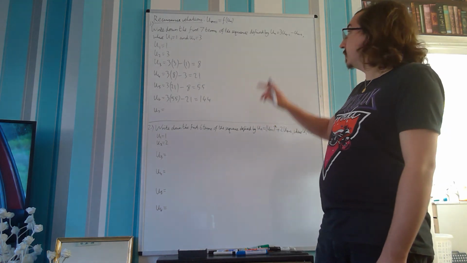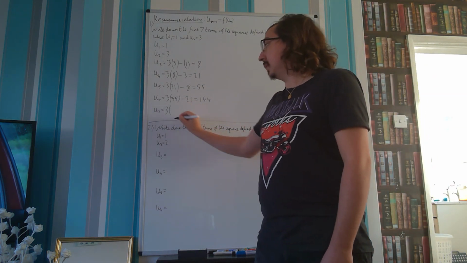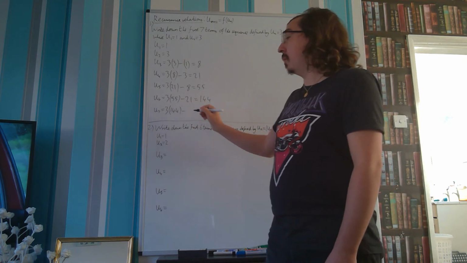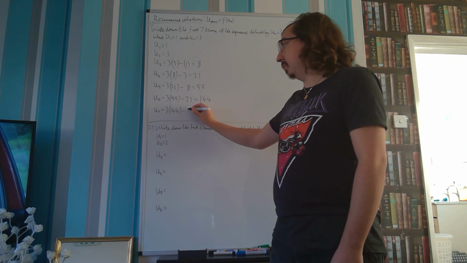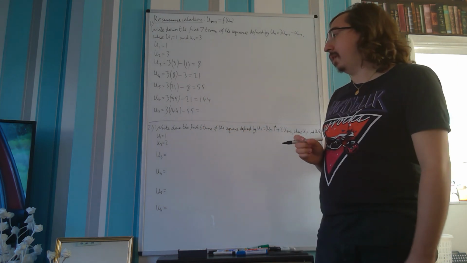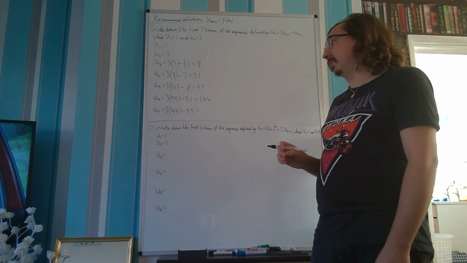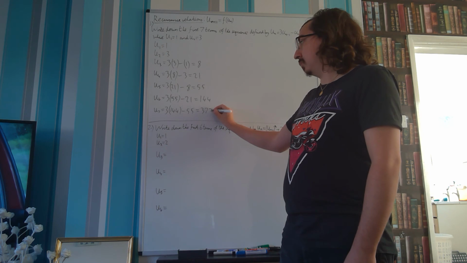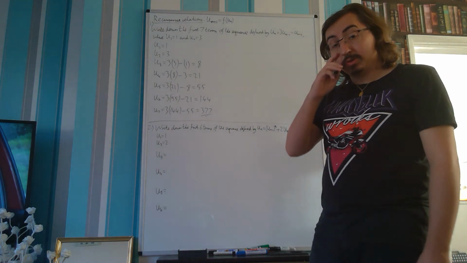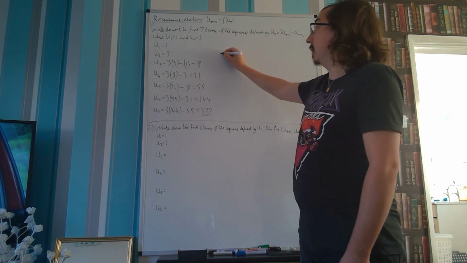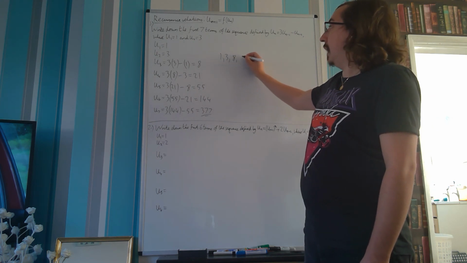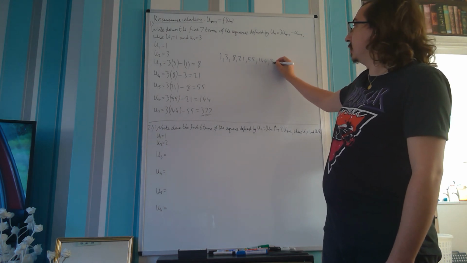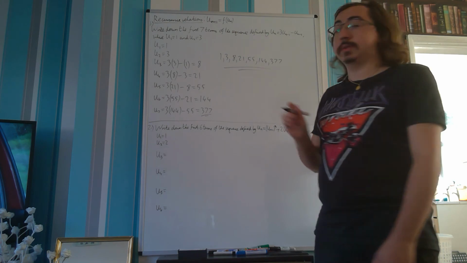u7 then, so our final term, back to the formula, we have 3 times u of n minus 1, which is u6, which is 144, minus u of n minus 2, which is u5, which is 55. 3 times 144 is 432, minus 55 gets us 377. So those are our first 7 terms, and we can list them: 1, 3, 8, 21, 55, 144, 377.